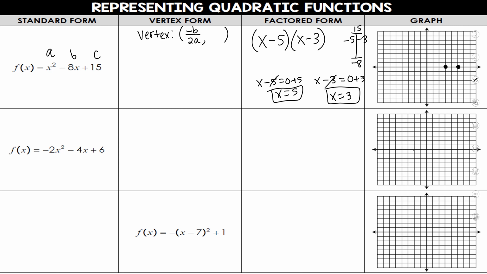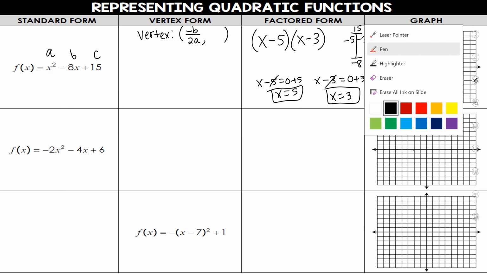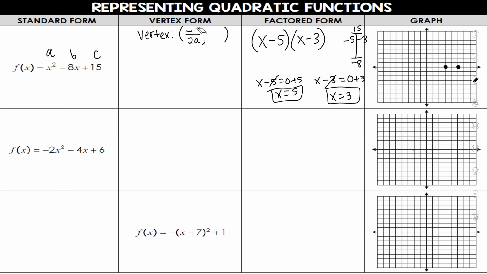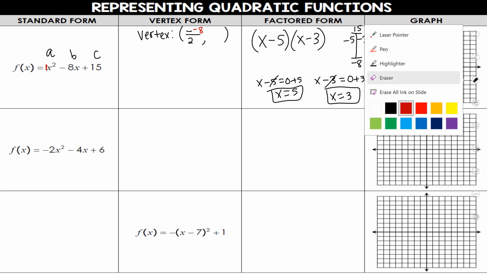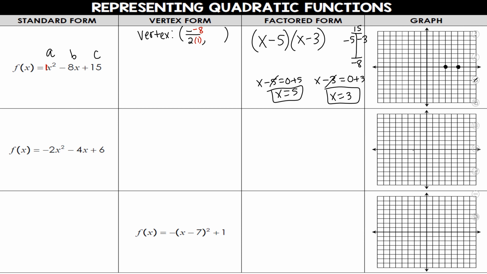So looking at standard form, what is my B value? -8. So if I plug in a -8 here, I'll erase the B and put a -8 there. And what's my A value? I want the coefficient. That would be 1. So I'm going to erase the A and put a 1 there. What is the x value of my vertex? It should be 8 divided by 2, which is 4. So I know the x value of my vertex.